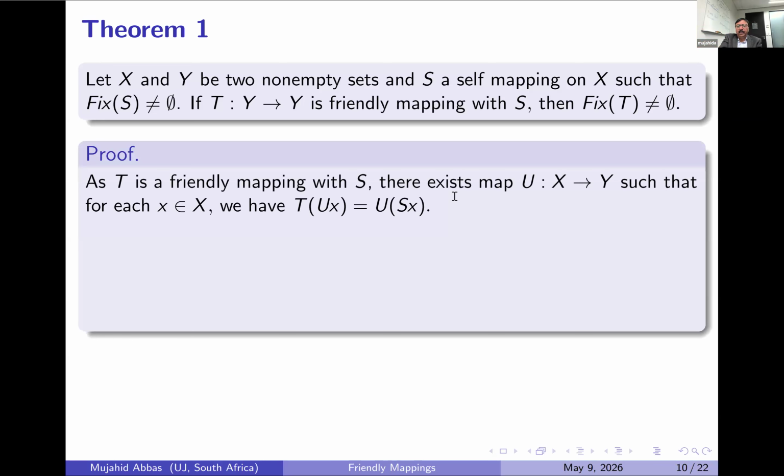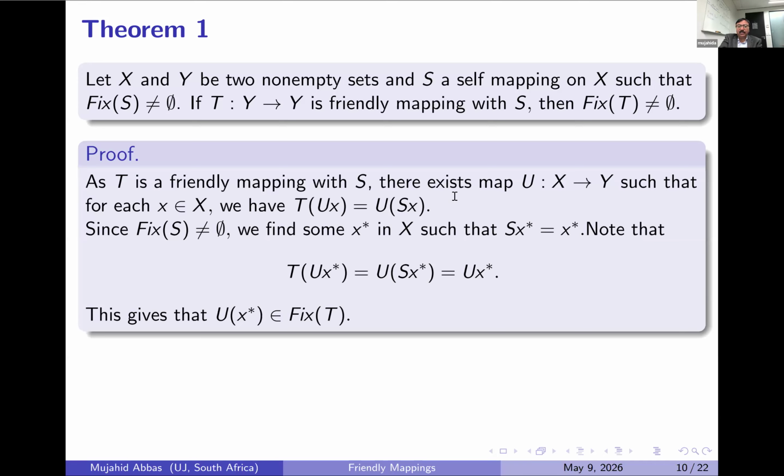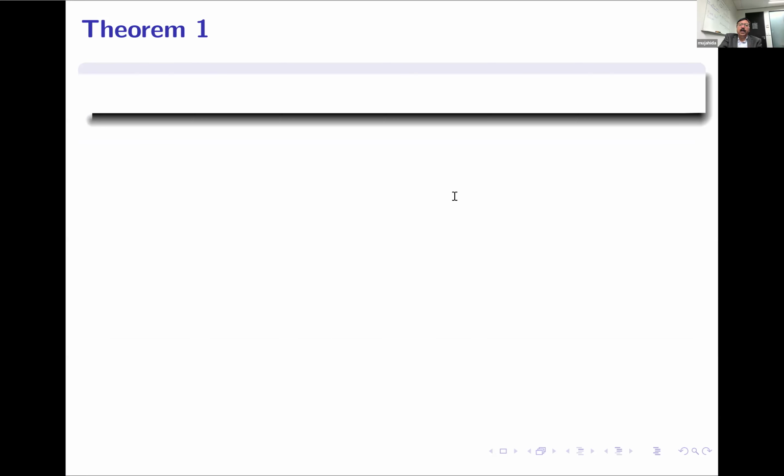The proof is very simple. As T is a friendly mapping with S, there exists a mapping U from X to Y such that this happens. Since the fixed point set of S is not empty, you can find some x star such that S of x star is equal to x star. And then using the concept of friendly mapping, you have T of U of x star is equal to U of x star. And you can see that now U of x star becomes a fixed point of T. So this means the fixed point set of T is non-empty.